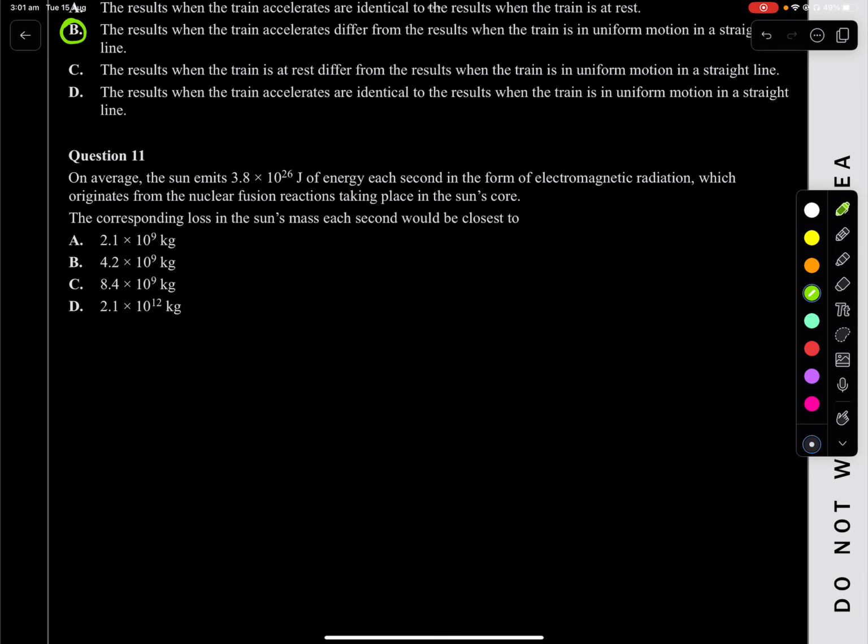Okay, well, we know the formula E equals mc squared. It's the relationship between energy and mass. And here we're trying to calculate the mass of the sun each second. So the energy here is 3.8 times 10 to the power of 26 equals m, which is what we want to find. And our c is a constant. It is 3.0 times 10 to the power of 8, squared.